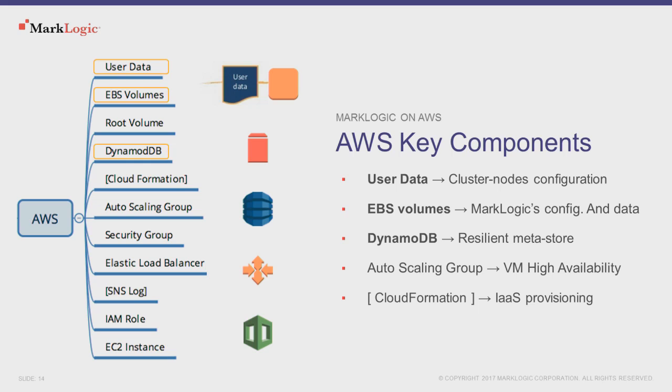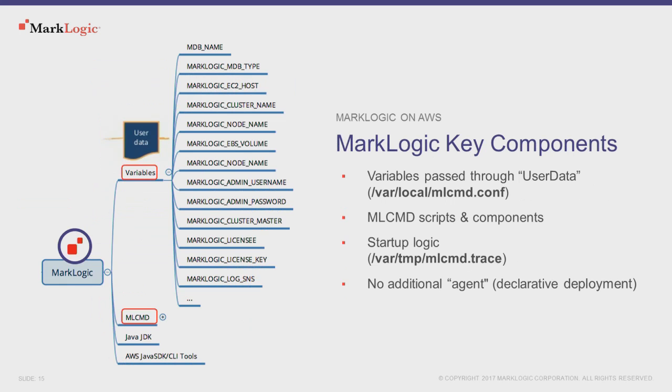So as you can see here, AWS offers you a lot of different components, many of which we use with the managed cluster feature that we provide in our templates. But user data, EBS volumes, and DynamoDB, they're the pieces that you really need to use if you want to have the instances managed carefully and safely.